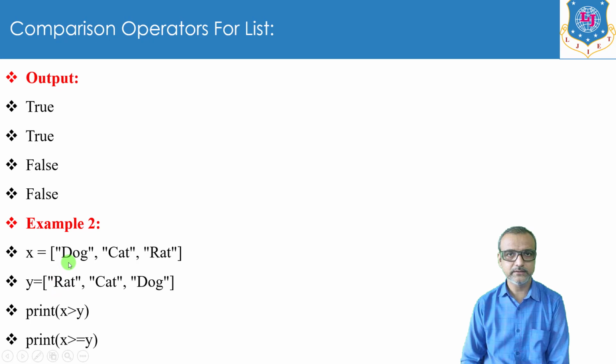So in Python, for every character and alphabet, we have a Unicode value. The Unicode value of D is less than the Unicode value of R. So print X greater than Y will give us false. Similarly, print X greater than or equals to Y, again it will give us false.